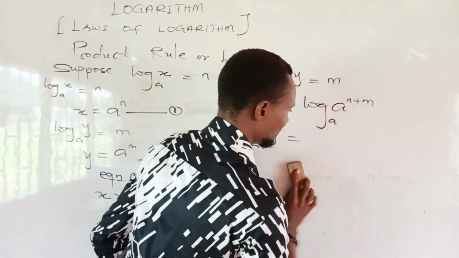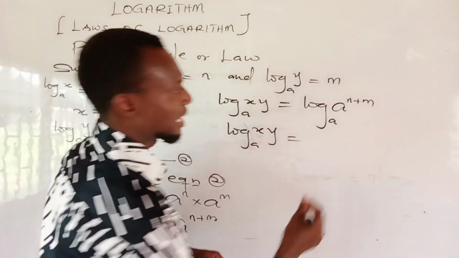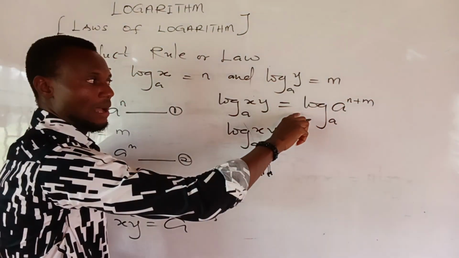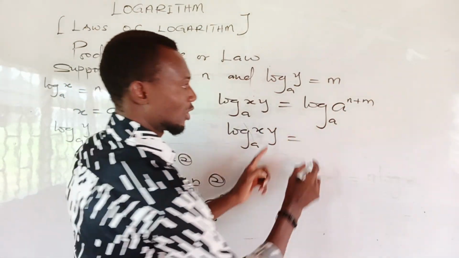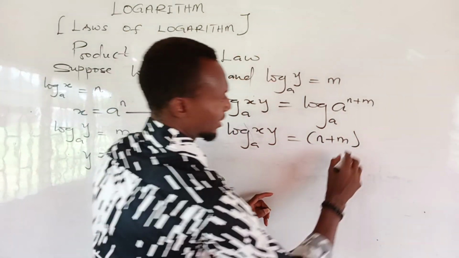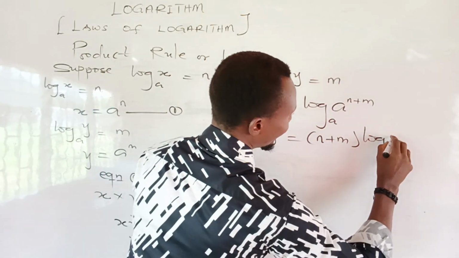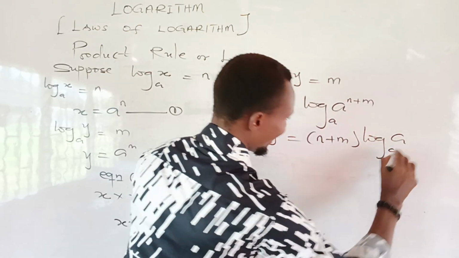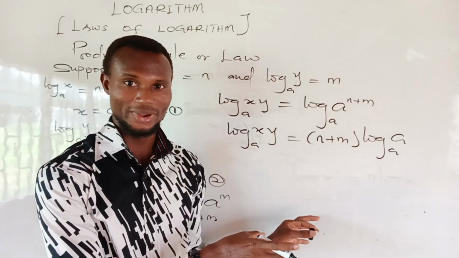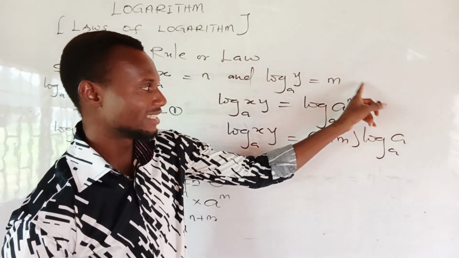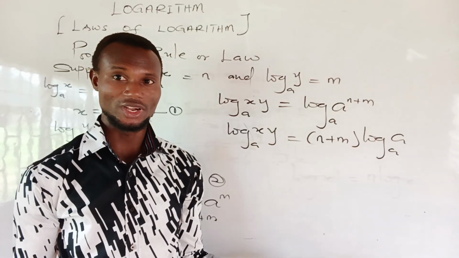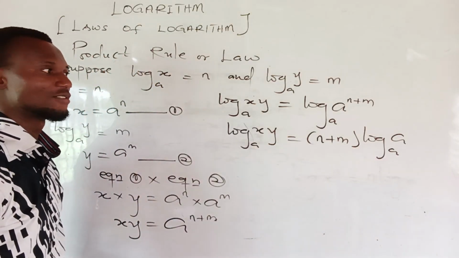So let me clean this one and let's proceed. So the power that I have here, which is the n plus m, will come and become a coefficient to the log here. So I'm going to write it as the n plus m multiplying log a to the base a. That's the property that we just recalled. I hope you are okay with it. So the power here will just come in front of the log to become a coefficient to it, as simple as that. I hope you're okay with it. Now, let's proceed from here.